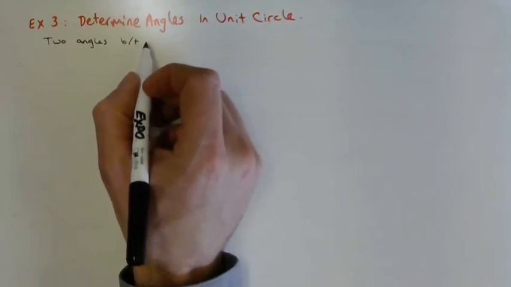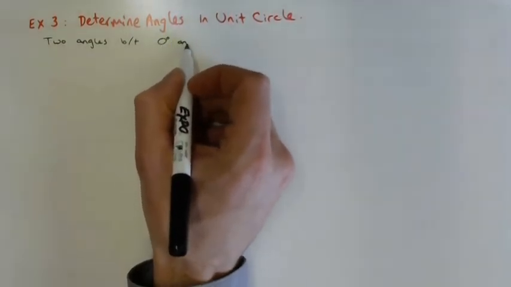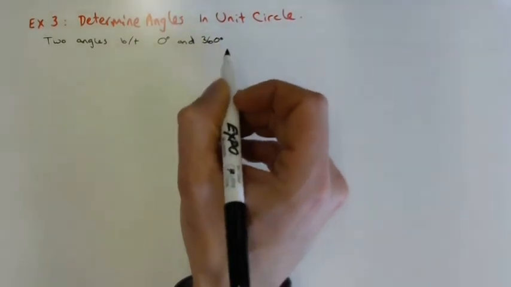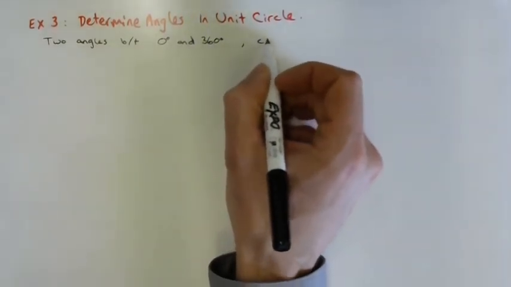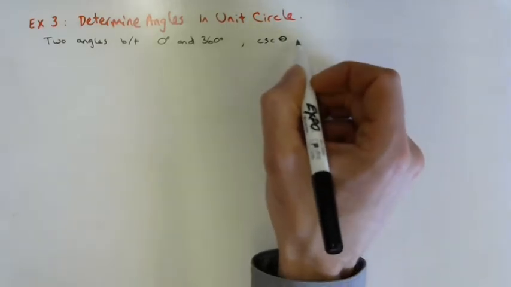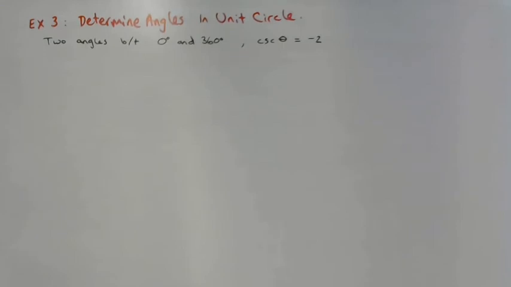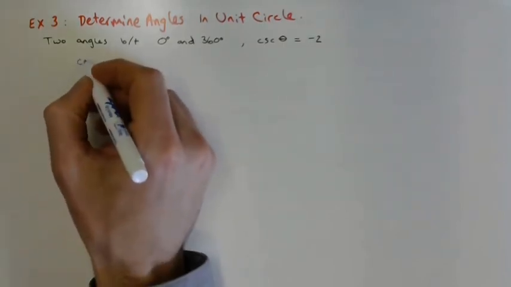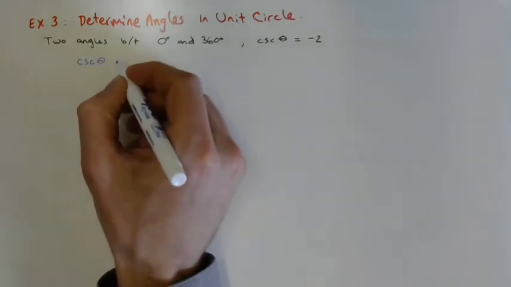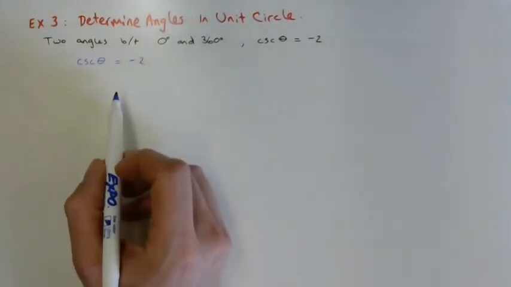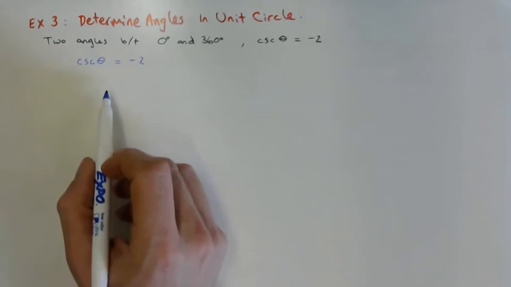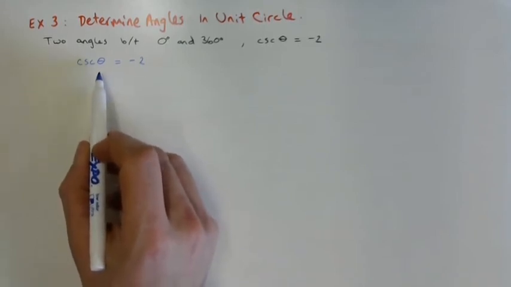Find two angles between 0 and 360 that have a cosecant of -2. Well, let's work on a solution here. We know that the cosecant of the angle that we're looking for is -2. Just like before, we can find one of these angles using our calculator, and then we have to use a property of our trig ratios in order to find the second angle.